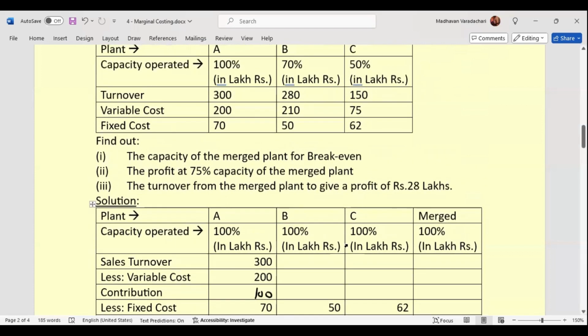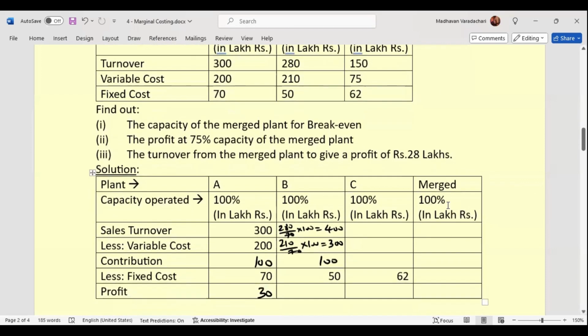Now, coming to B, here 280 is for 70%. So what will be for 100%? So 280 by 70 into 100. That will give us 400. Then here 210 by 70 into 100. That will give us 300. So contribution will be 100 here. And the profit, 100 minus 50, we get 50.